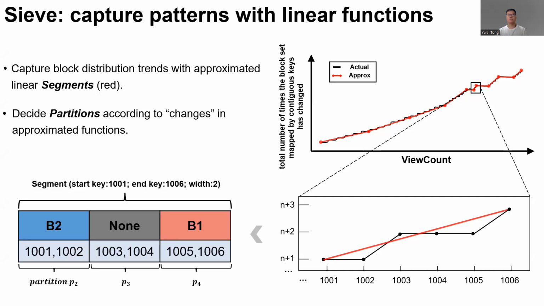Next, the y-axis value of the linear segment represents how many changes appear, indicating the number of partitions that should be generated. In this example, there are two changes in the key space 1001 to 1006, and thus the segment should be divided into 3 partitions. If you are interested in the theoretical analysis of the relationship between false positives and the approximated functions, please refer to our paper.